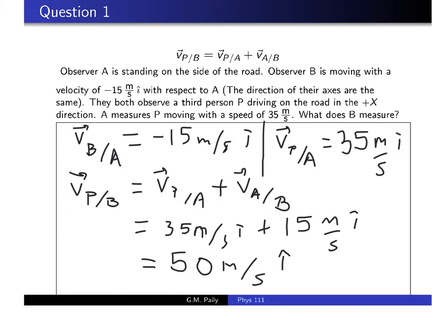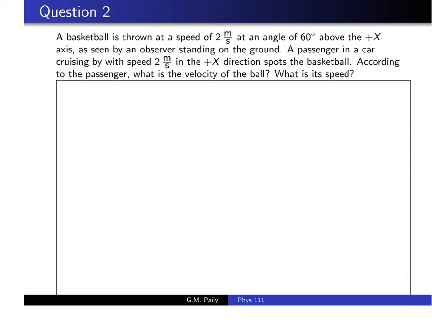Take a moment to look over the example. The important points are the relation between the observers and the object, and the fact that the velocity of B with respect to A is the negative of the velocity of A with respect to B. And of course, always remember that velocity is a vector, and so the i hats, j hats, etc., and the signs matter a lot. Here is another problem. Take a moment to look at it and try and work it out.